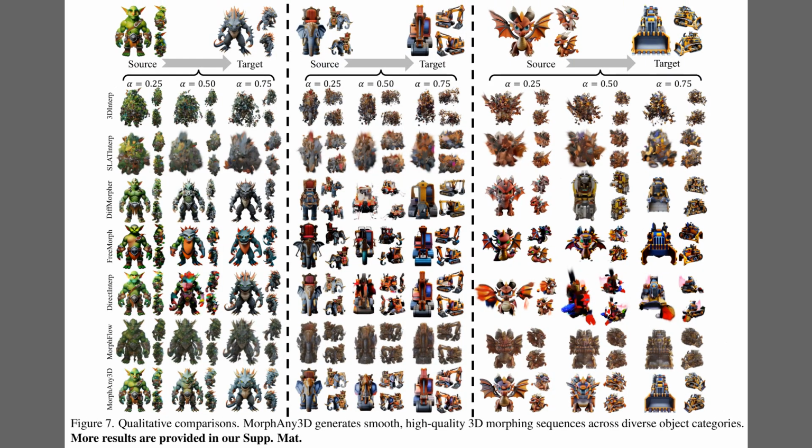Okay, while the previous table showed the metrics, Figure 7 provides the visual proof across 3 distinct scenarios. Take the middle column, where an elephant morphs into an excavator. The upper rows reveal how baseline methods like 3D interp and slat interp often collapse into noisy, scattered debris or blurry ghosts. However, looking at the bottom row, MorphAny3D preserves solid geometry throughout. It successfully blends the organic shape of the elephant into the mechanical structure of the excavator without losing definition.